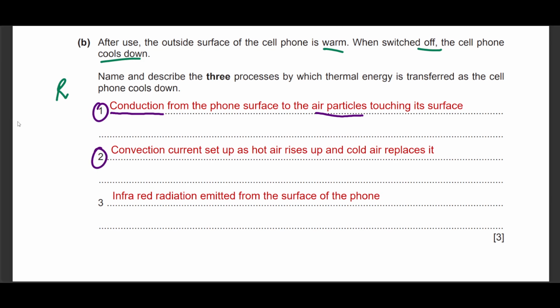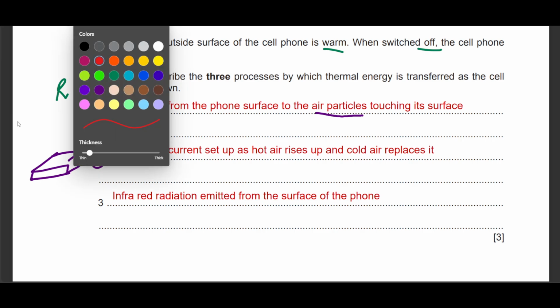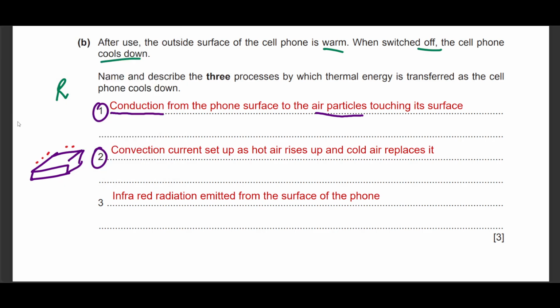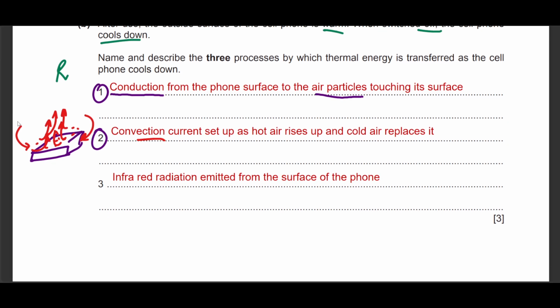The next one is convection. As the phone heats up, for example, this is the phone that you have. The phone has heated up. Since it is heated up, the air particles that are close to the surface of the phone will start rising due to lowered density, and a convection current will be set up. Again, as a consequence, they are replaced by cold air from the surroundings. So a convection current is set up as hot air rises and cold air replaces it.